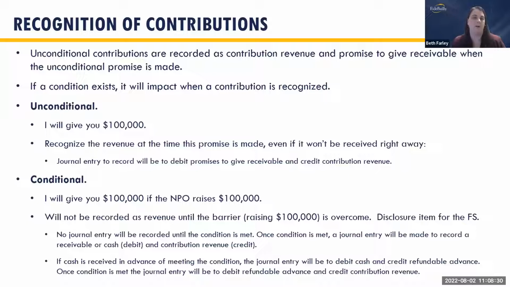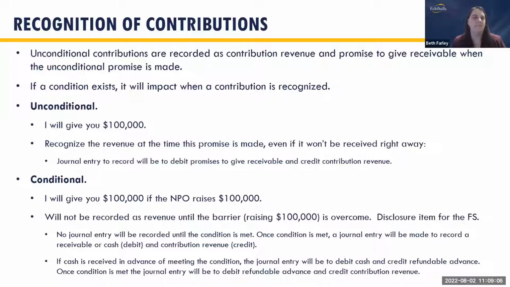It may not be recognized right away. So a couple of examples here. Unconditional: somebody says, I'm going to give you $100,000. You're going to recognize that revenue at the time the promise is made, even if it won't be received right away. In that recognition, you're going to make a journal entry to record a debit to promise to give and a credit to the contribution receivable. We'll talk a little bit later about what's the difference between intent and promise, but keep that in mind. But if it's unconditional, you're going to record it right away.